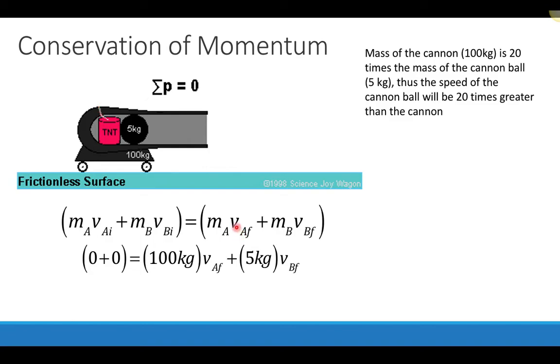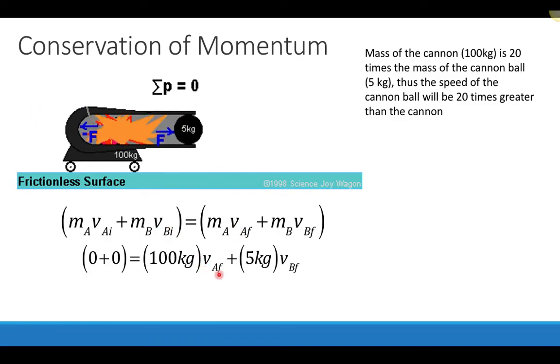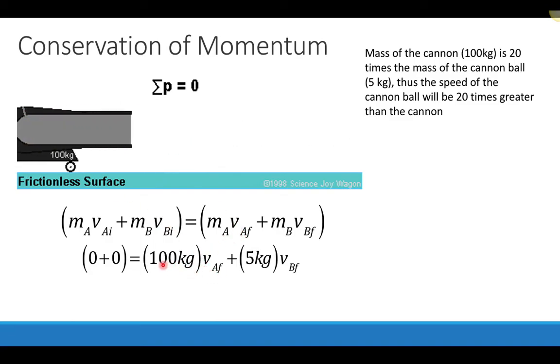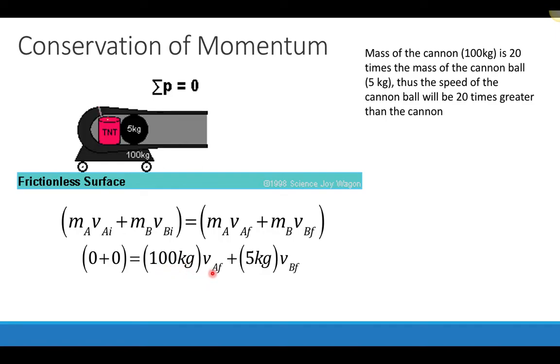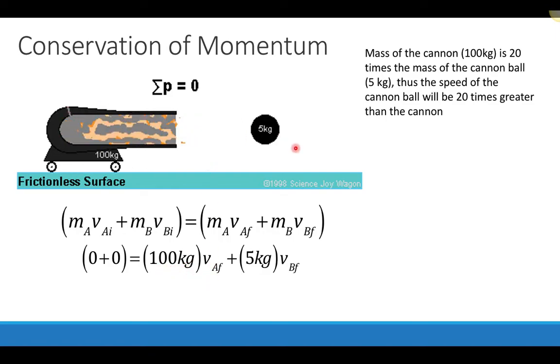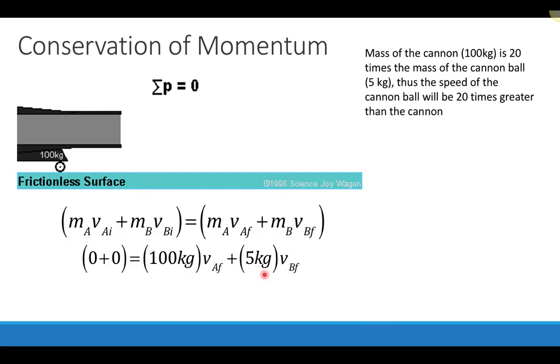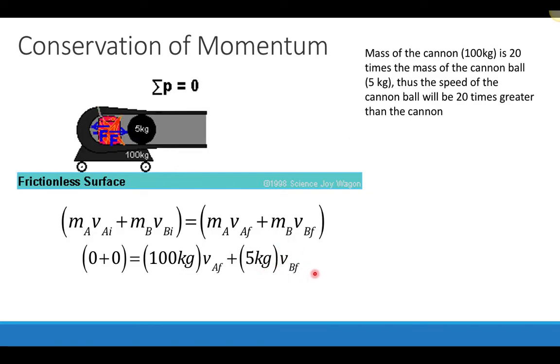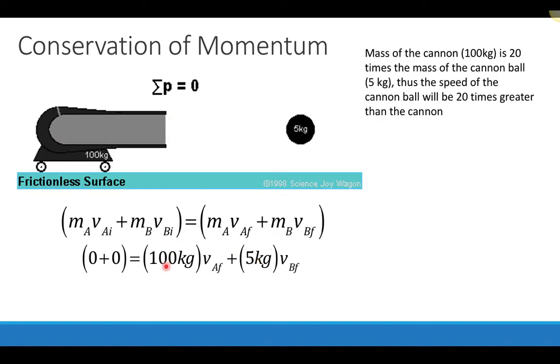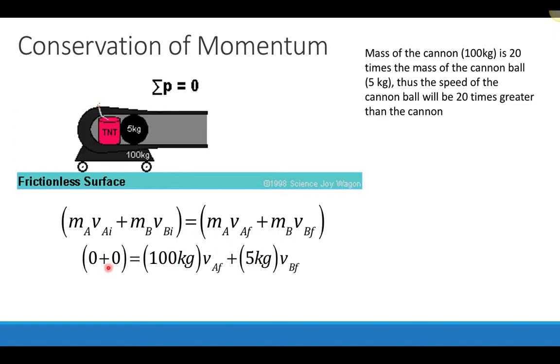Afterwards, the cannon is going to move to the left, and it has some velocity, so its momentum is the mass 100 times its velocity. And the cannonball is traveling to the right, it has a mass of 5 and it has some velocity associated with it. If I add these two together, they have to equal 0.